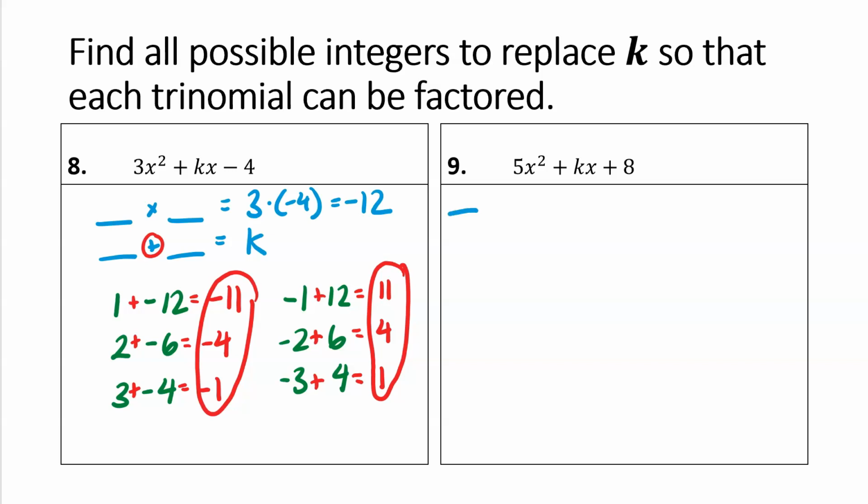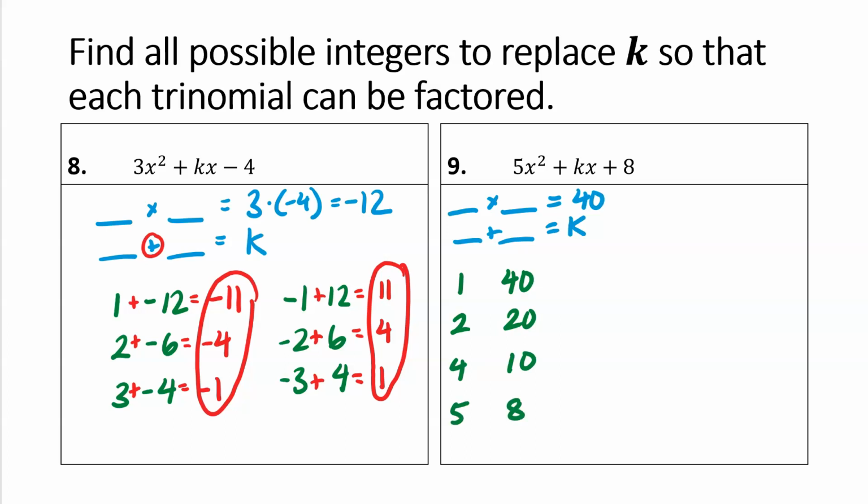You would have started off, if you were going to factor this, by looking for two numbers that multiply to give you 5 times 8, which is 40, and those two numbers would add to your k. So to figure out what k is, you need to figure out what all the factors of 40 are. And we can list them out. 1 times 40 is 40. 2 times 20 is 40. 4 times 10 is 40. And 5 times 8 is 40.